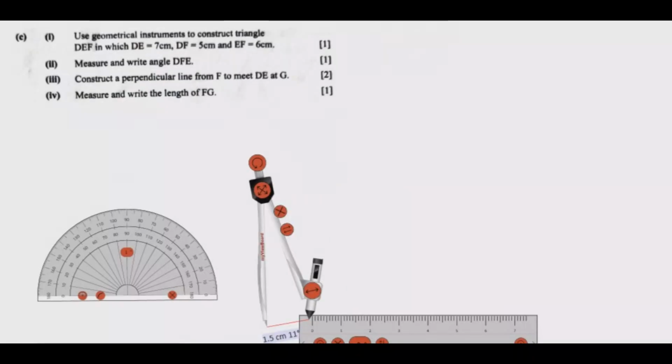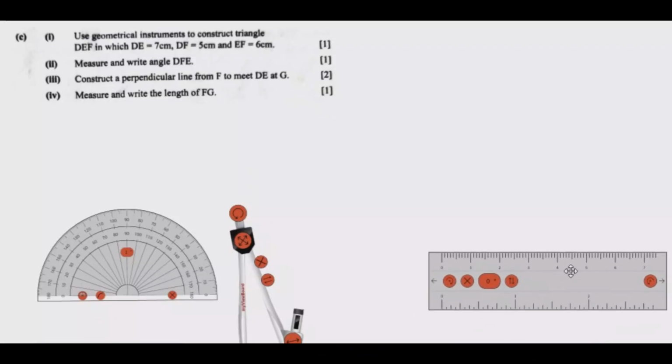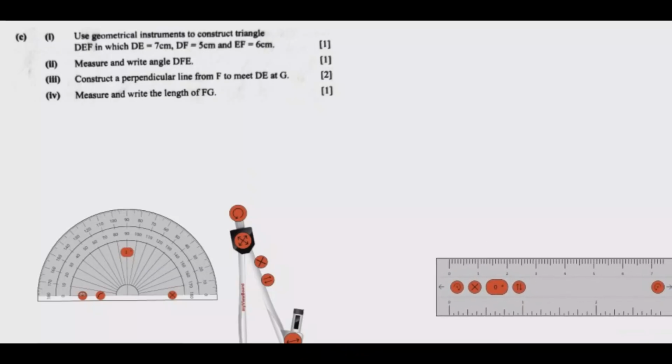Okay, we come to question 2C. Question 2C is as follows. Use geometrical instruments to construct triangle DEF in which DE is equal to 7 cm, DF is equal to 5 cm, and EF is equal to 6 cm. Okay, so what we can do now is, first of all, you can come up with this diagram first by drawing the line which is 7 cm, which is DE.